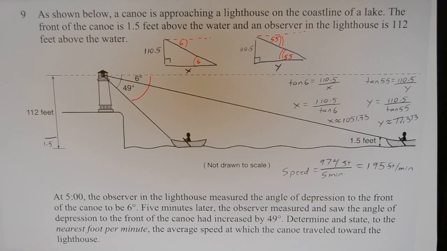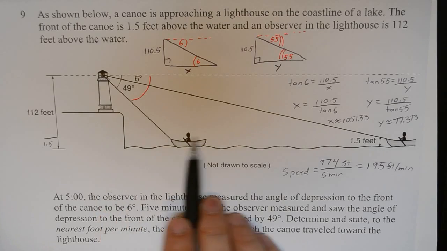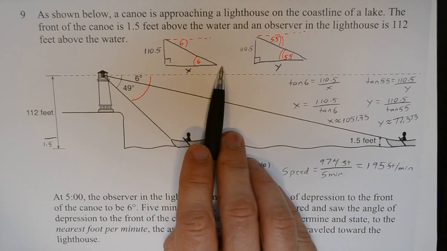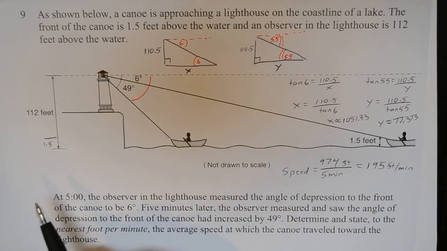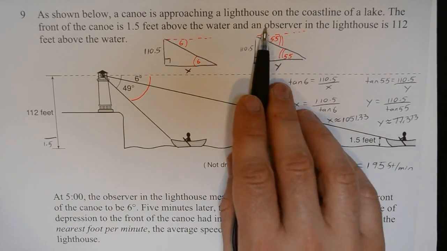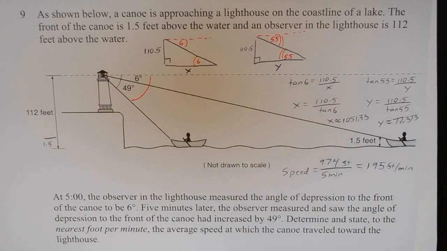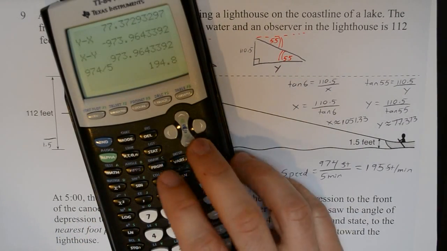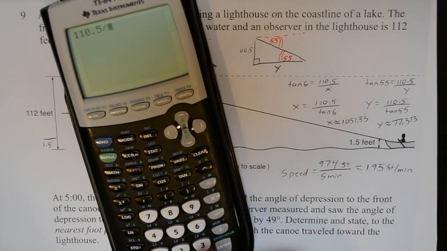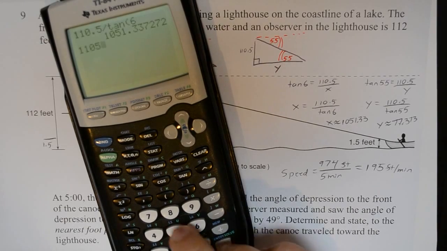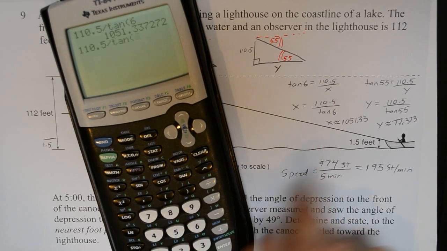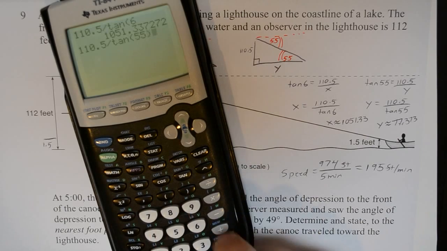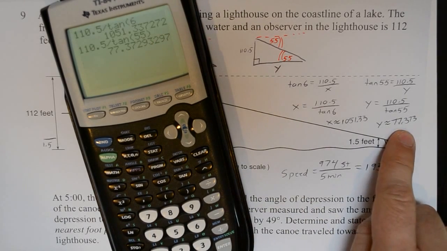I'm really quite nervous that I've made a mistake here. Let me just take a look back through everything. This first triangle, we got 6 going down, so 110.5, the angle of depression is 6, and the angle of depression increased by 49, so that's 55. And let's see, Y, I'm definitely, make sure I'm in the right mode here, degree, yep, and I'm just going to double check my math, 110.5 divided by tan 6, that's right, and 110.5 divided by tan 55, I wonder if I had tan 5 or something? No, that is the right answer.